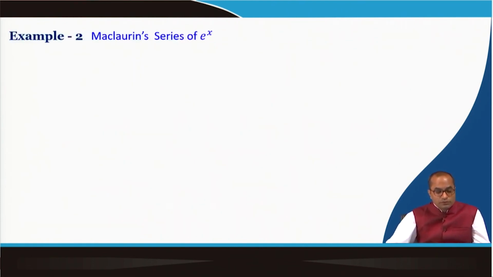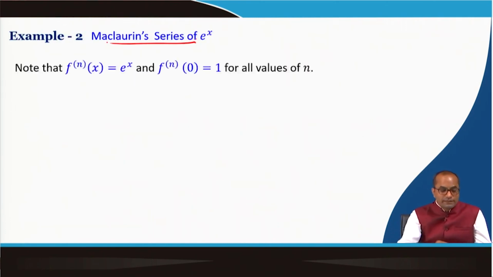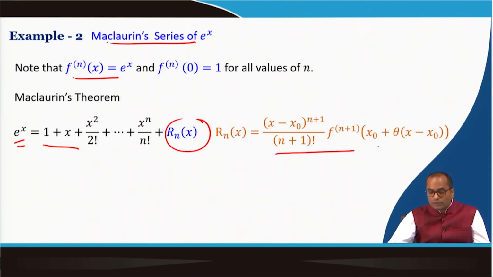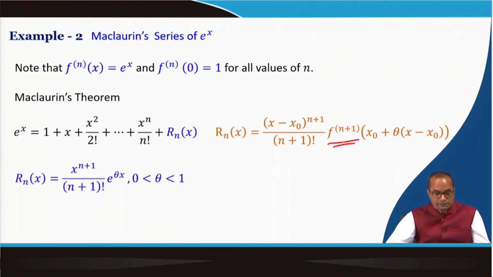Just one or two examples here. So the Maclaurin series of e to the power x, if we want to write it, we know all the derivatives of the exponential function are just 1. So we can quickly write down that e to the power x is 1 plus x plus x squared over 2 factorial and so on, and we have the remainder term. The remainder term also, from the formula we realize this one, and since we know the (n+1)th derivative, it will be just e to the power theta x.